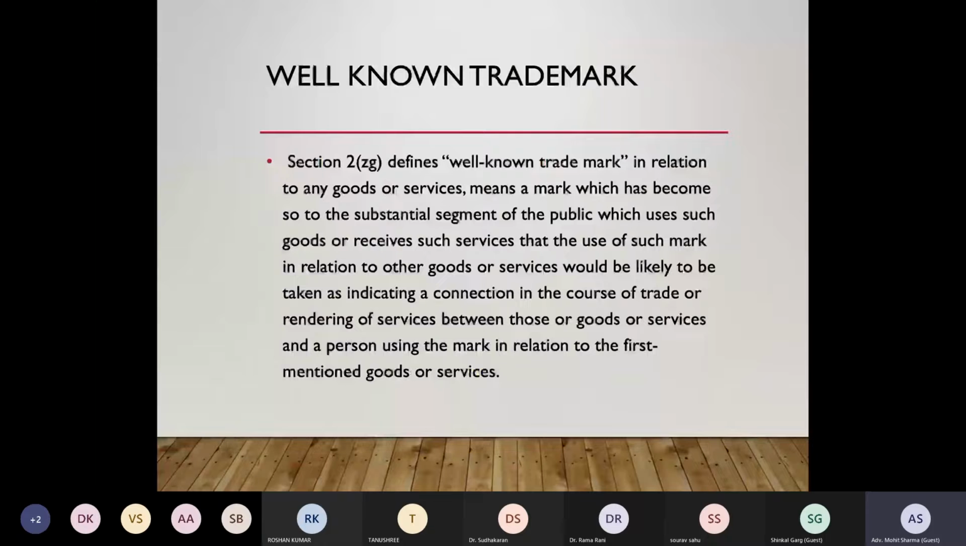So there is a concept of a well-known trademark. So what is it? A well-known trademark, in relation to any goods or services, means a mark which has become so known to a substantial segment of the public which uses such goods or services that the use of such mark in relation to other goods or services would be likely to be taken as indicating a connection in the course of trade or rendering of services between those goods or services and a person using the mark in relation to the first mentioned goods or services. All those marks are entitled to be protected under the well-known category.